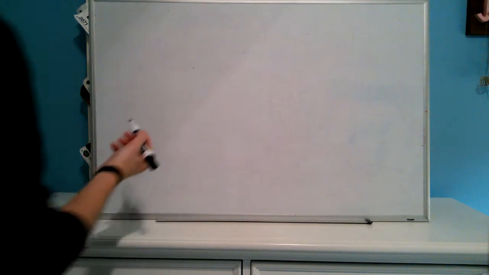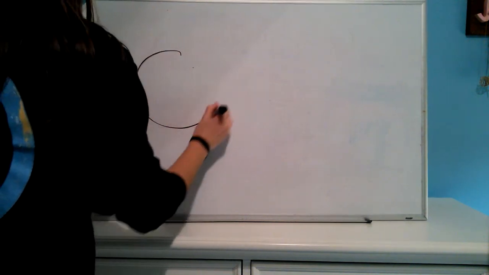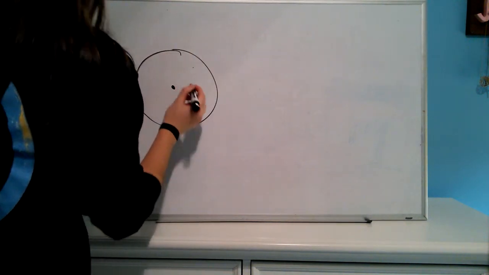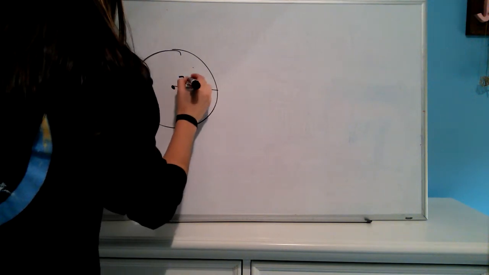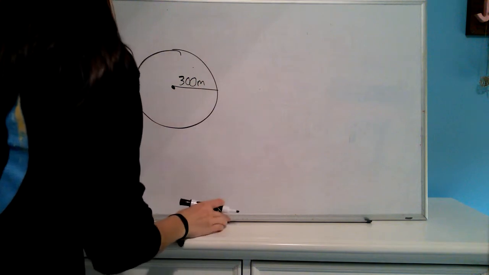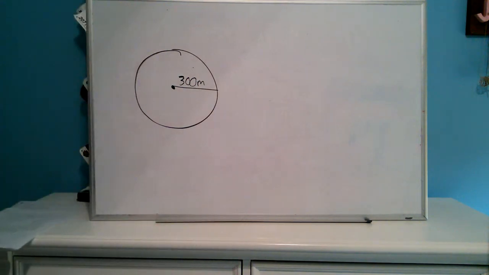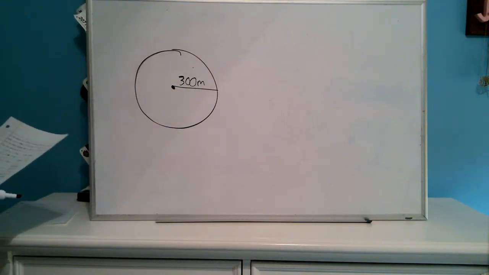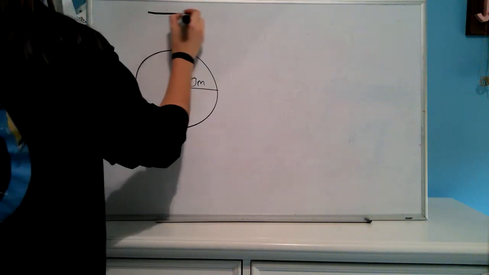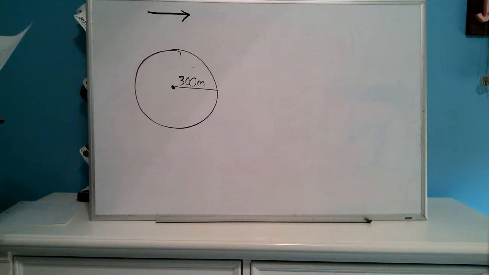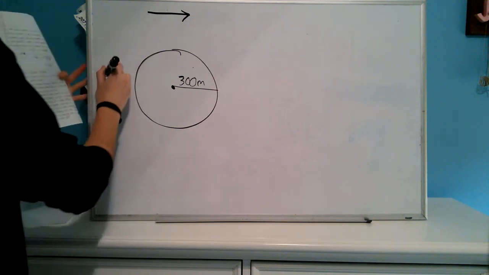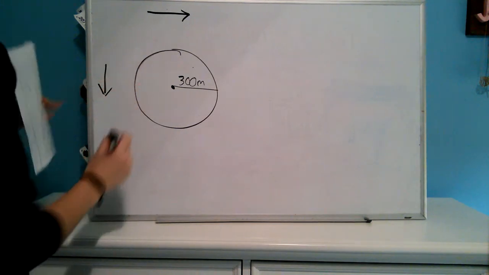Okay, so to start off, I'm just gonna draw our circle. Here's the center, and it said it had a radius of 300 meters. Okay, so at the instant we're talking about, the car's velocity is directed due east. Okay, so we know due east is this way, right? And it also says its acceleration is due south. We know south is down.